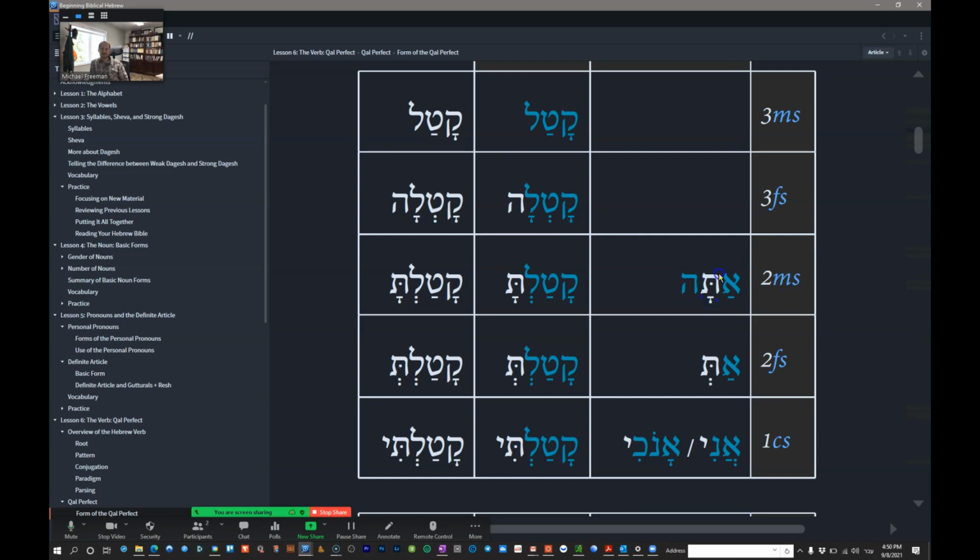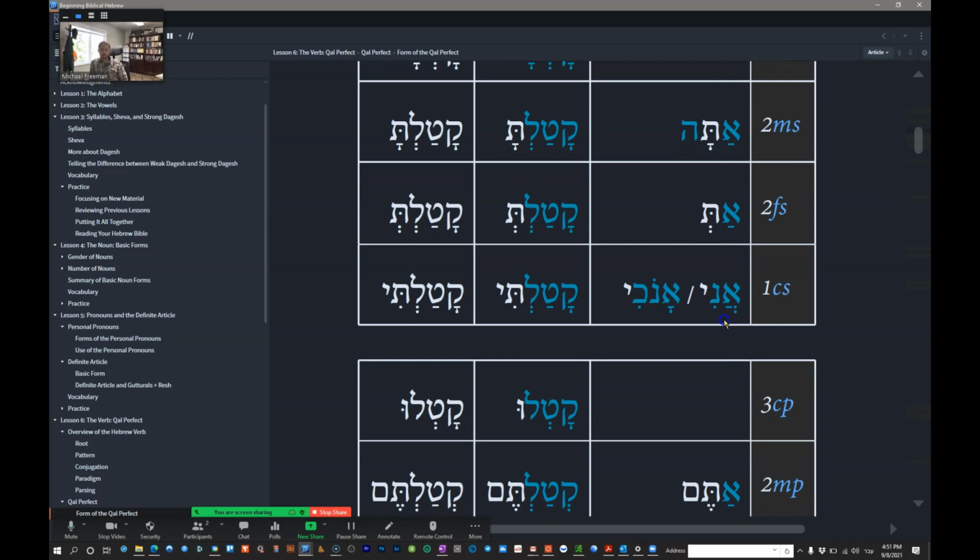2ms, again, we take that tav kametz and we stick it on the end. So for katal, that would be katalta. And actually we accent this syllable, katalta. We've added a silent shavah here on the lamed just because we don't want any naked letters inside of a Hebrew word. So even though lamed doesn't have its own vowel, we add a silent shavah just to fill in that gap. All right, so katalta. But again, this ta comes from the pronoun. Second feminine singular, we take the tav shavah from the pronoun. We get katalt.